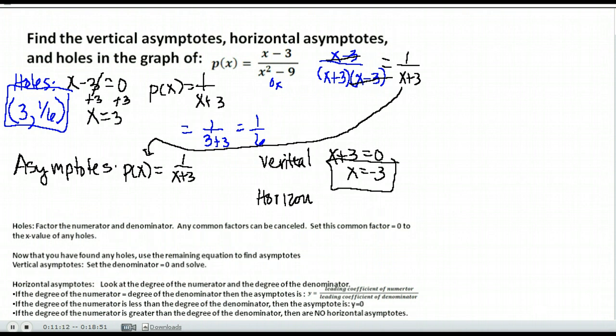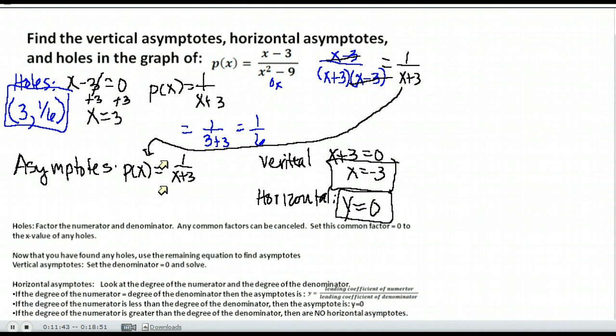For horizontal, you look at the degree of the numerator and the degree of the denominator. The numerator has degree 0 because it didn't have any x's at all. And the denominator has degree 1. The degree of the numerator is less than the degree of the denominator. So that tells us that our horizontal asymptote will be at y equals 0. Anytime the degree of the numerator is less than the degree of the denominator, your horizontal asymptote is y equals 0.